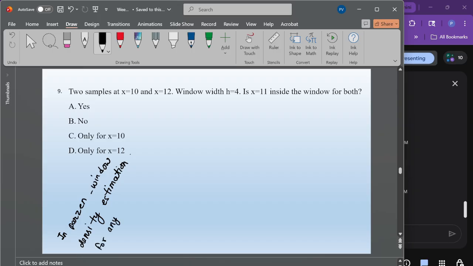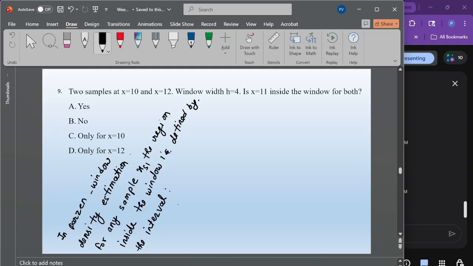For any sample, that is xs, the region inside the window is defined by the interval xs minus h by 2 and xs plus h by 2, where h is the window width. Here it is given h is equal to 4.